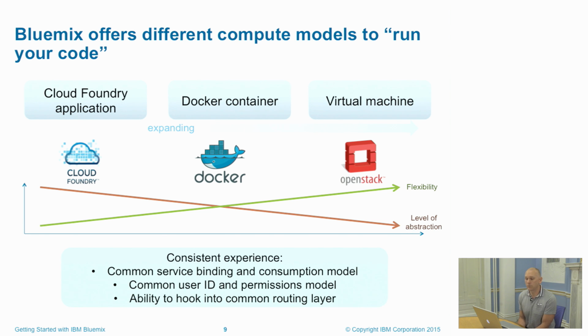So we look at the different models to run your application. We've got Cloud Foundry, which is built on the open standard Cloud Foundry product. That gives you the highest level of automation, but you have to program to that programming model. Docker containers allow you to bring existing Docker containers or create new containers, and that gives you the ability to move that container from IBM Bluemix to different infrastructure, and it does give you more flexibility of what's running inside that container. And then with virtual machines, you have full control of what's running in that virtual machine, but you then have more responsibility for operating that application.